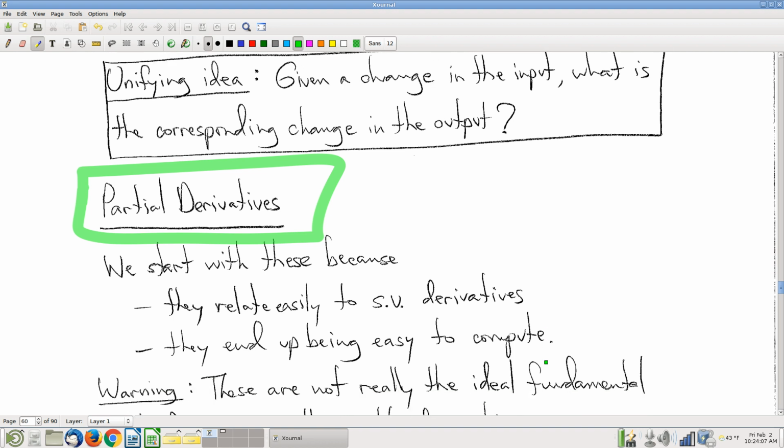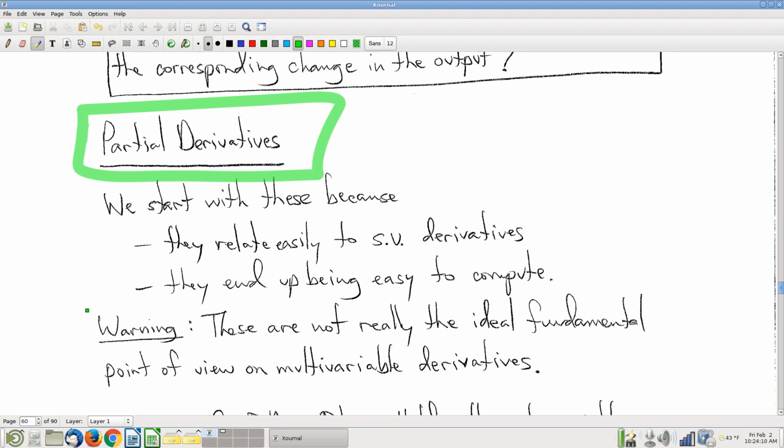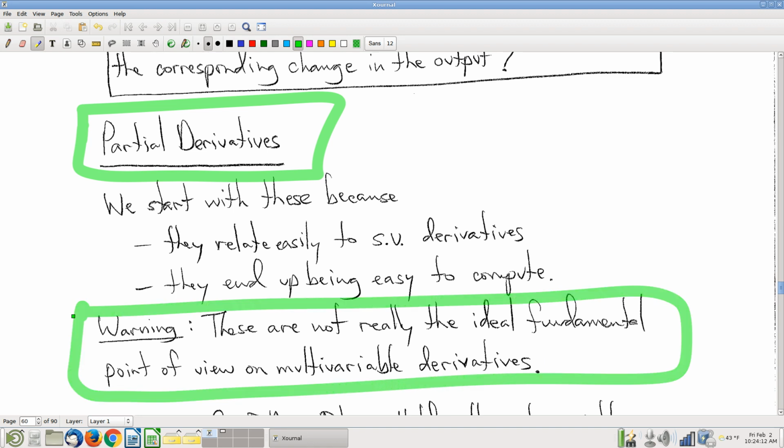So I want to give you a warning here. Don't think that just because we're starting with partial derivatives that somehow these are the fundamental, cornerstone way that you should think about multivariable derivatives. I don't think that's true.